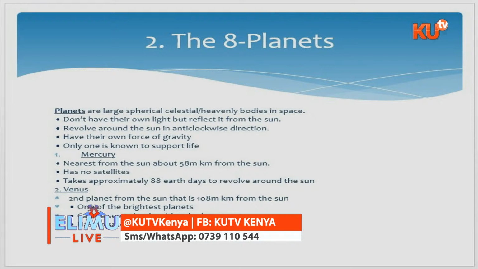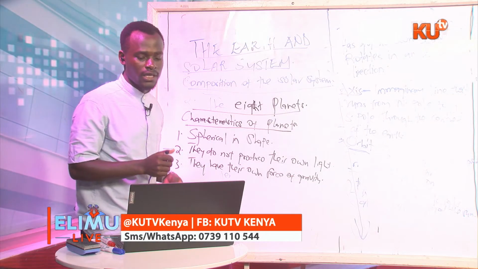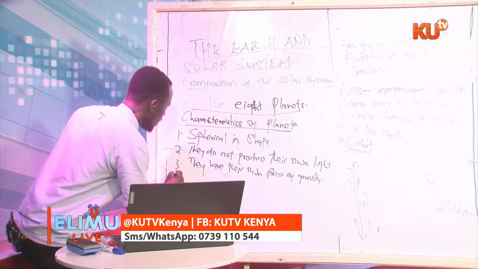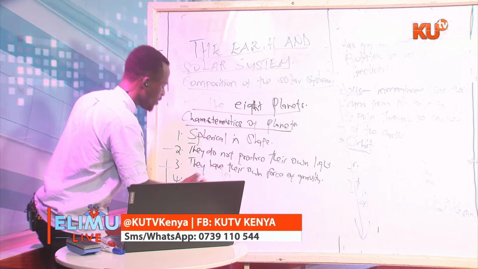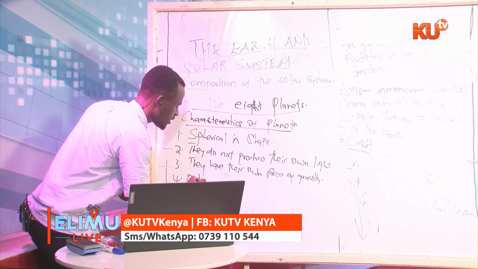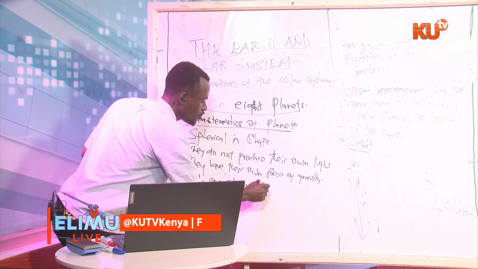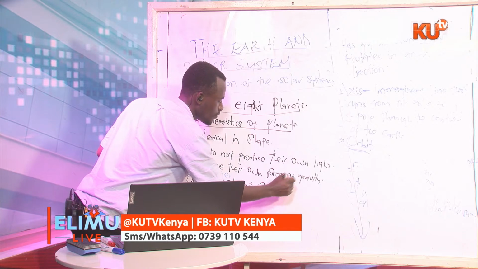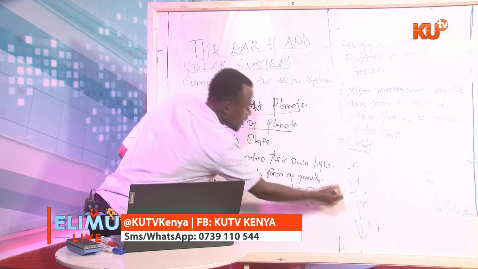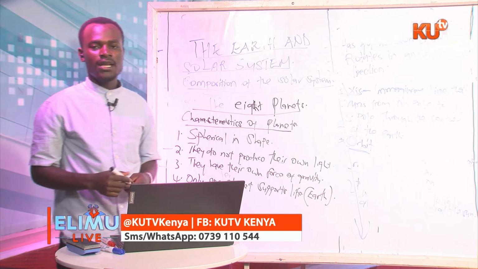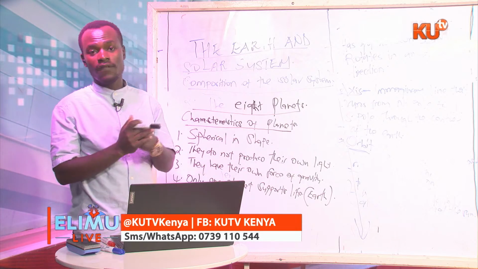Number 4, out of all those 8 planets, it is only one planet that does what? That supports life. And we all know that is planet Earth. Only out of the 8 planets, only one planet is confirmed to support life.